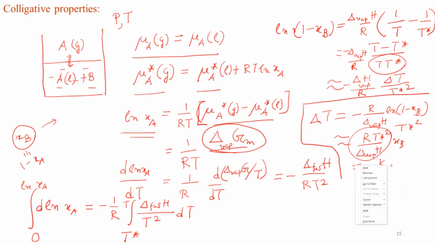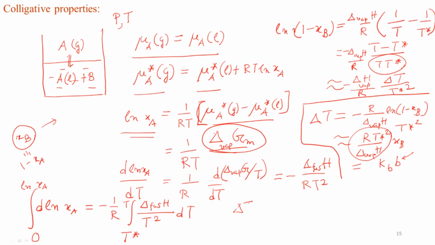and in a shorthand notation, you can write it as kb into b, where b is the molality of component capital B, and k suffix b is sometimes called the boiling point elevation constant, and similarly for freezing point we write it as k suffix f into b. So you can connect it to molality.